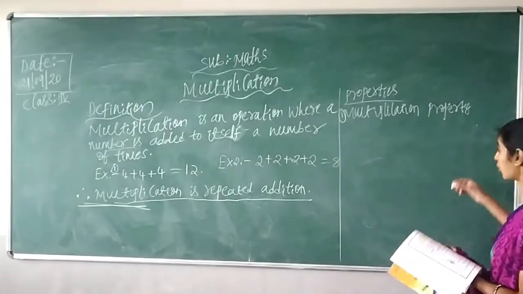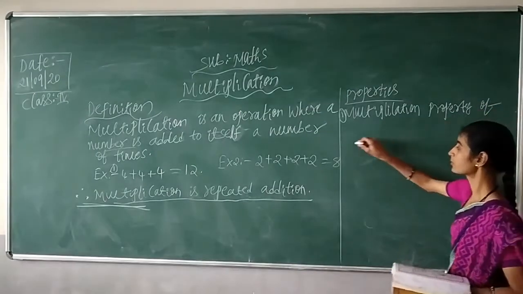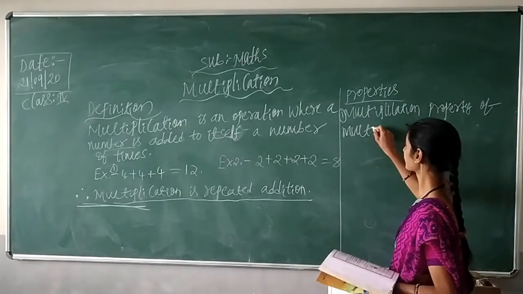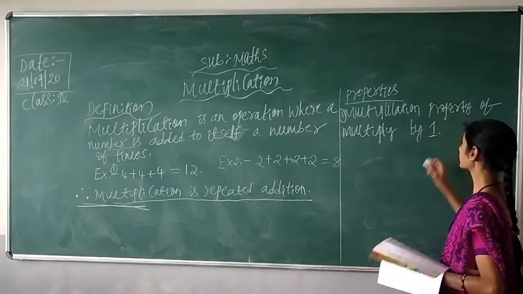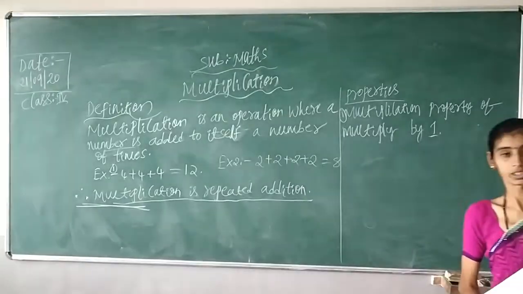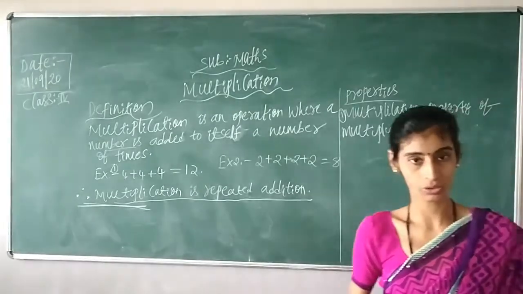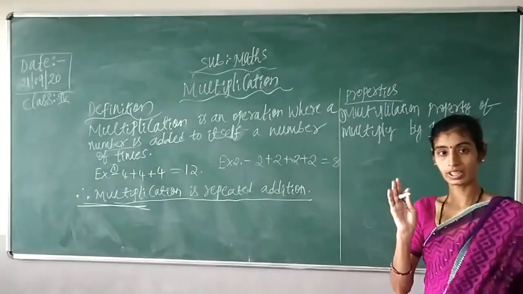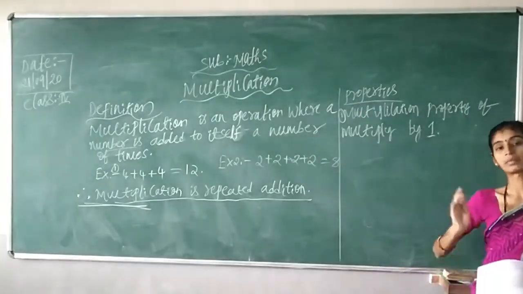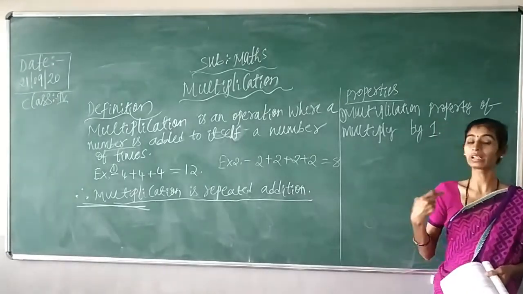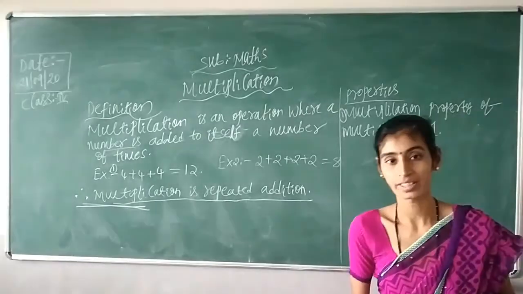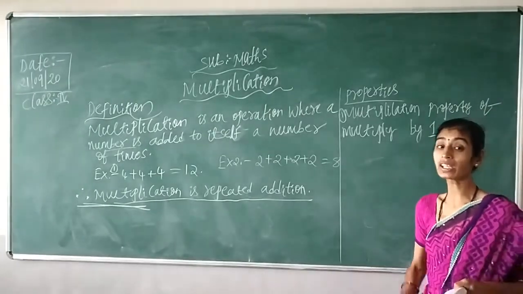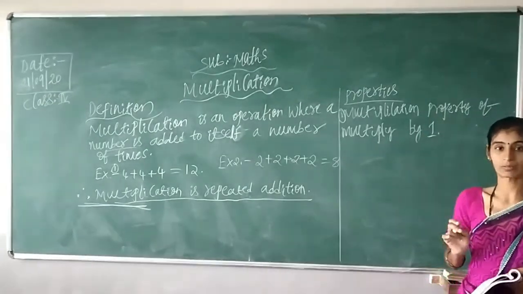Multiplication property of multiplying by 1. So it's very simple, children. In your previous classes you have all learned that if any number is multiplied by 1, what will be your answer, children? Yes, your answer will be the number itself.